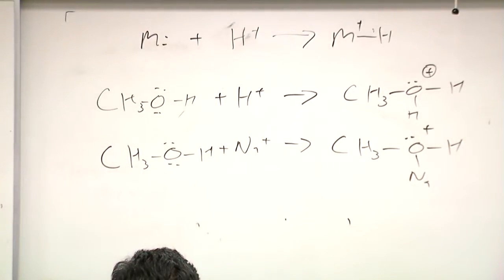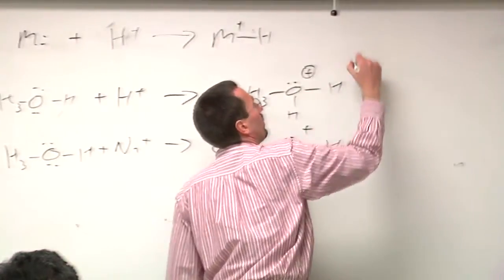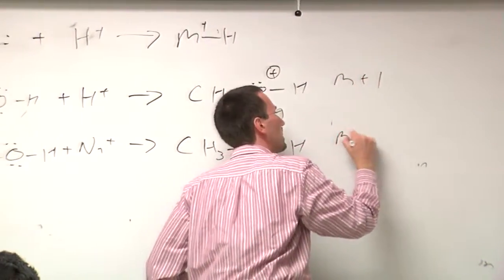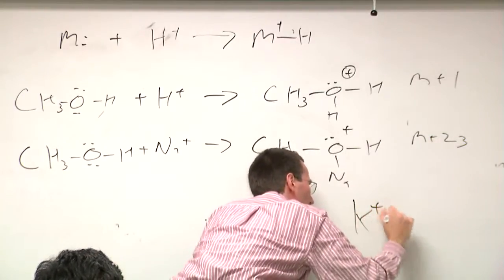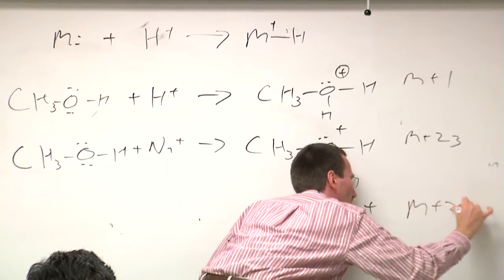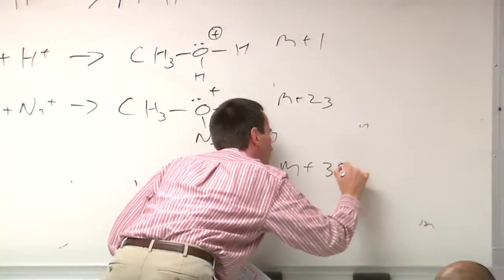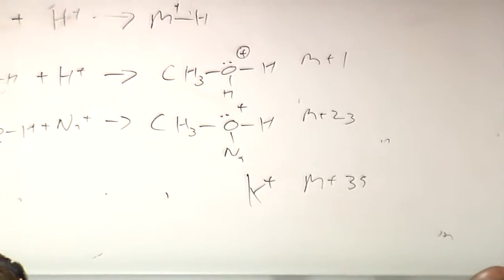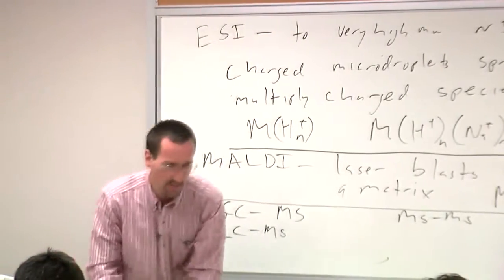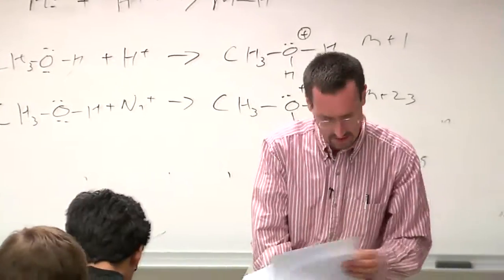So this would be M+1. This would be M+23. Sometimes you'll see potassium as M+39. And so what I want to do is show you an actual LSI mass spectrum of a molecule. I have a number of handouts here, or a handout here.